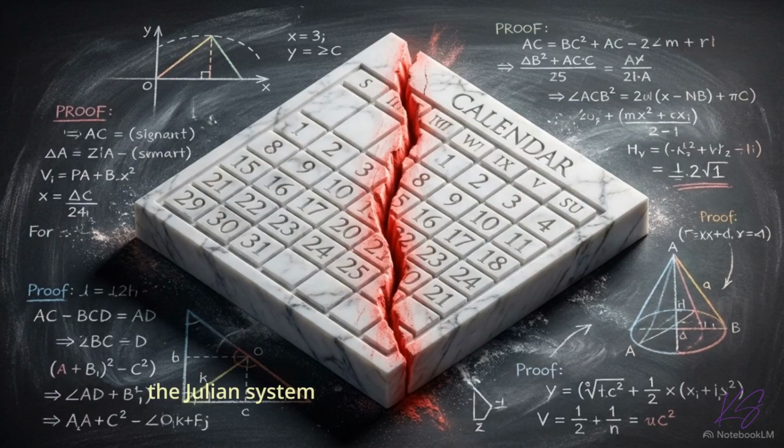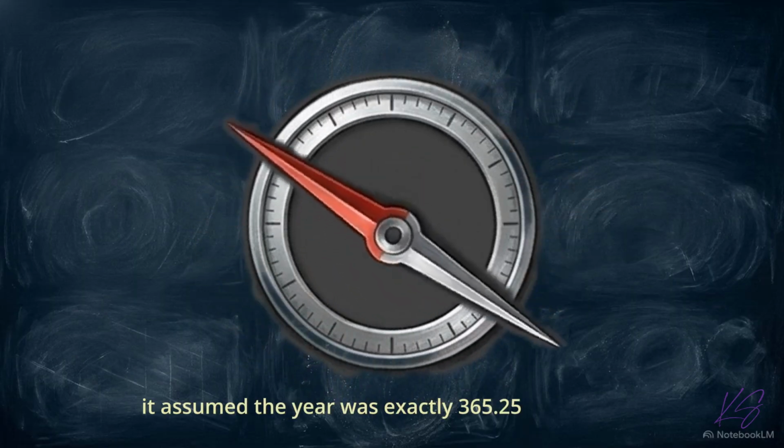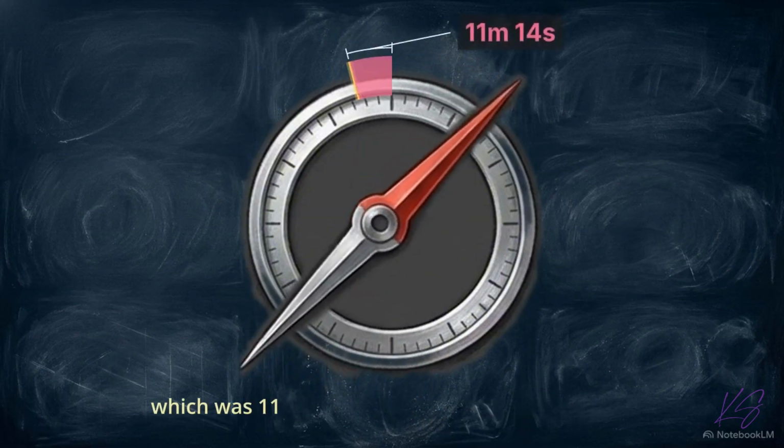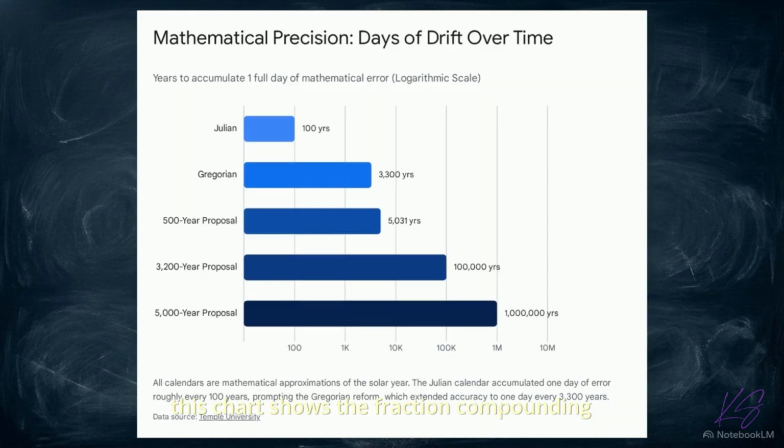The Julian system was a massive administrative achievement, but it contained a slight error. It assumed the year was exactly 365.25 days long, which was 11 minutes and 14 seconds too slow. This chart shows the fraction compounding. The Julian calendar accumulated 1 day of error every 100 years, drifting 10 days out of sync.